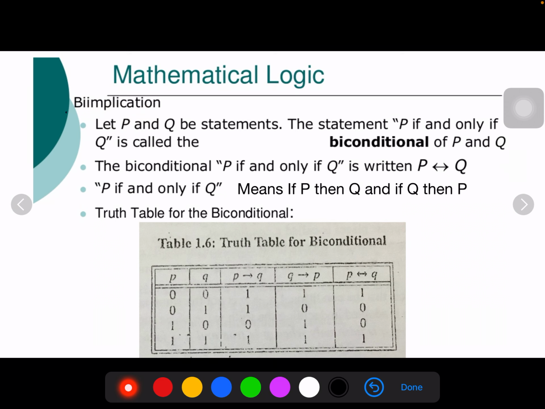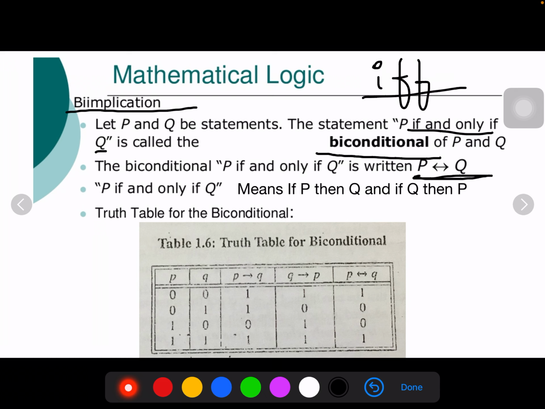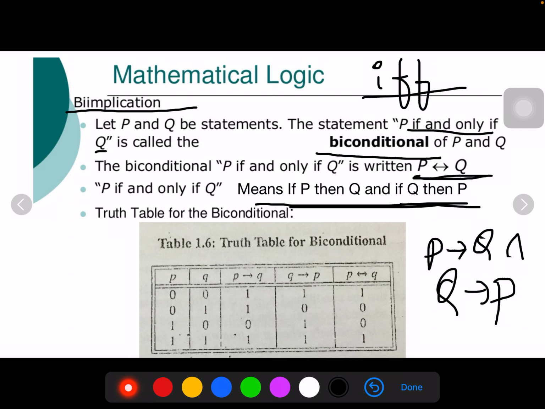By implication, biconditional, it is also called as biconditional. We write the word if and only if. P if and only if Q is called the biconditional of P and Q. Notation used is both direction arrows. It means if P then Q and if Q then P. The meaning of if and only if is that in both directions you have a conditional, P conditional Q and Q conditional P. That is what biconditional is.